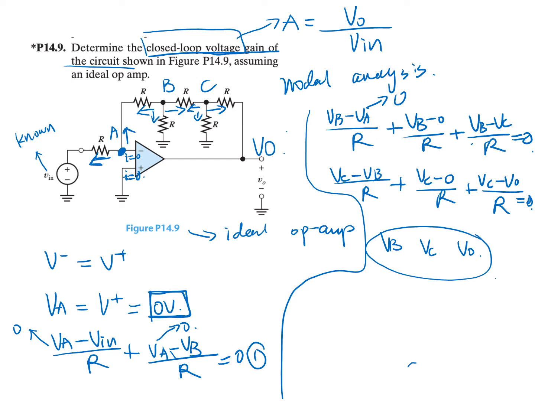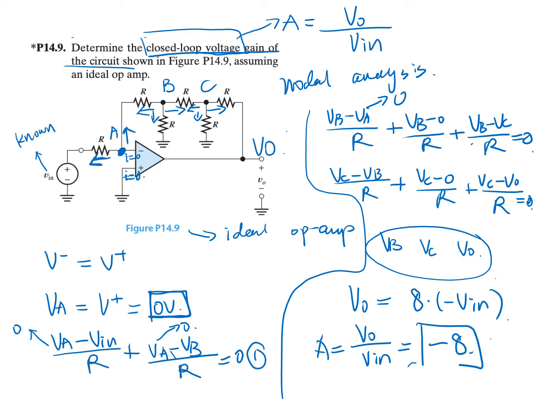We can solve this system of equations and find that Vout is equal to 8 times negative Vin. So Vout divided by Vin, that's the gain A, is equal to negative 8. This is a negative gain because it's connected to the negative terminal of the op-amp, that's the inverting terminal, so you get a negative gain.